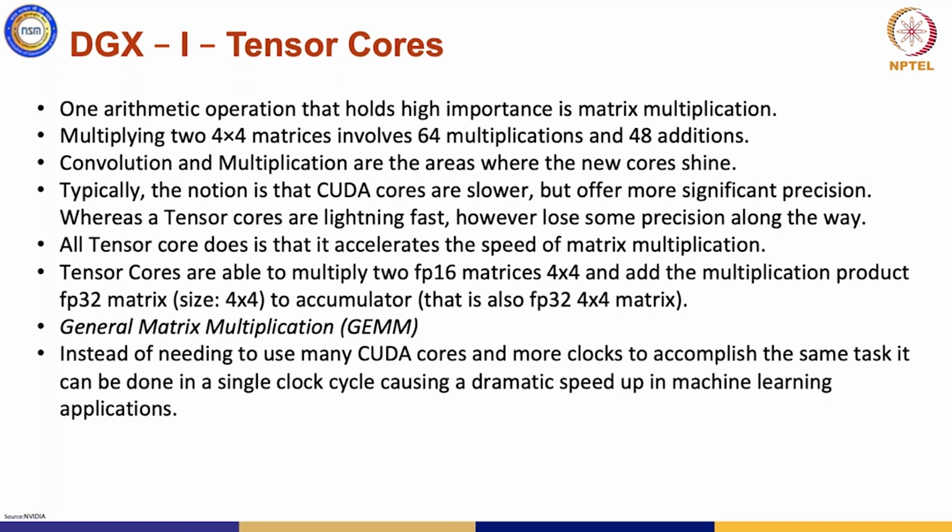So tensor cores are able to multiply two FP16 matrices, 4 into 4, and add the multiplicative product to the accumulator. So this is general matrix multiplication, or GEMM. One of the things is, instead of needing to use many CUDA cores and more clocks to accomplish a task, it can be done in a single clock cycle with a dramatic speedup for applications which involve machine learning, on these tensor cores.